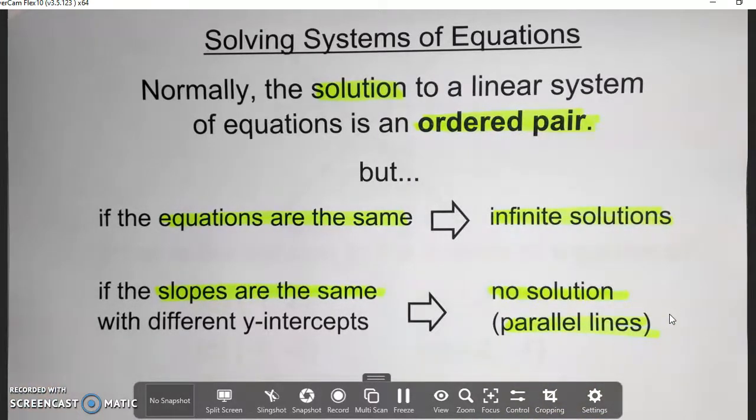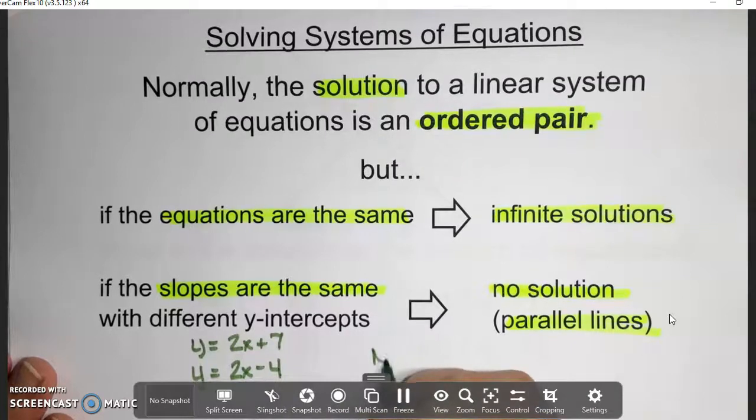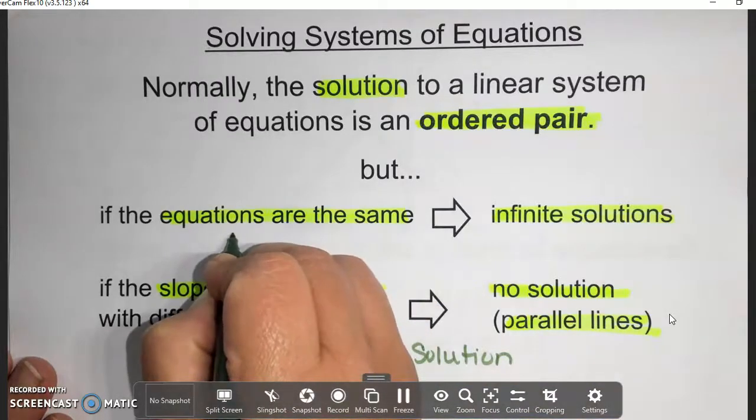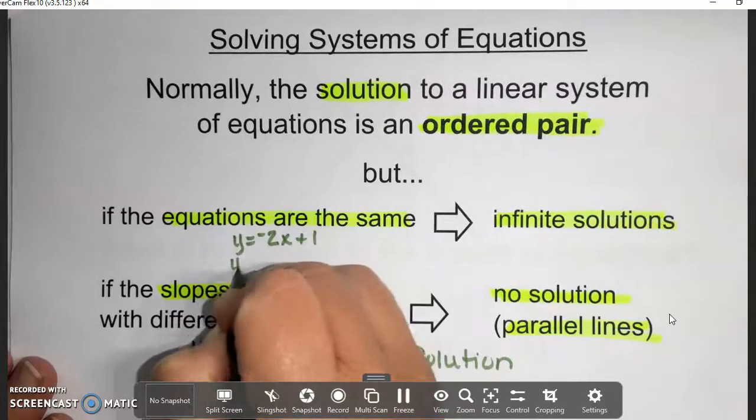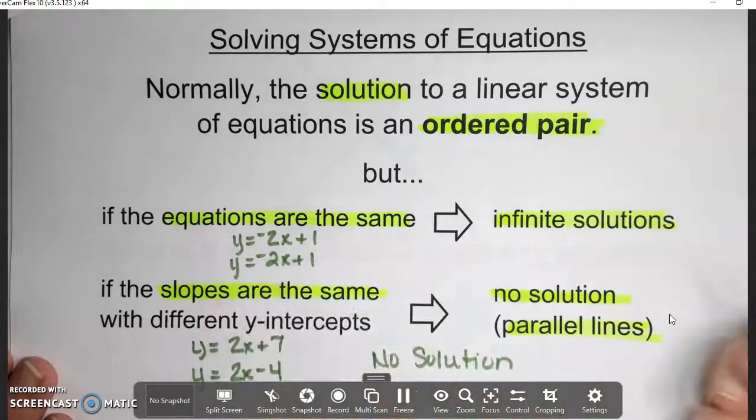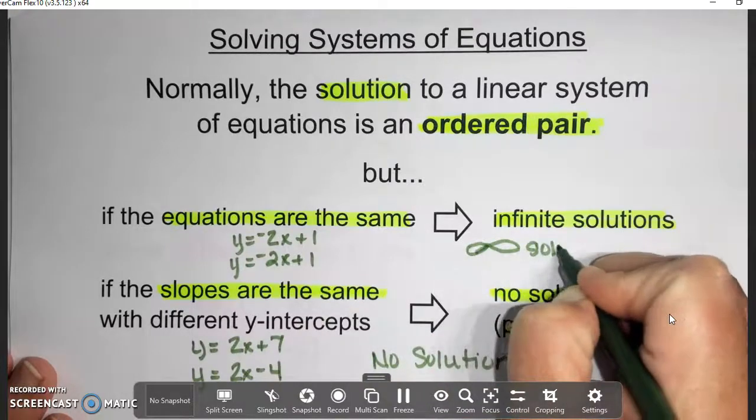So I'm going to write an example. y equals 2x plus 7, y equals 2x minus 4. This would be no solution. y equals negative 2x plus 1, y equals negative 2x plus 1. They're the same, so you have infinite solutions.